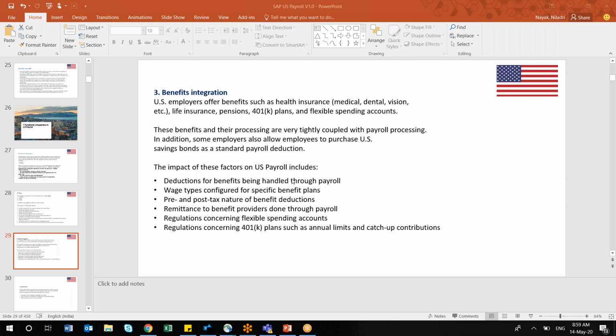And there can be remittance to different benefits providers, like as I was mentioning Aon Hewitt or ADP or any third party like Ceridian. So there are so many things. The benefits is generally a part of third-party integration, so I'll be covering this topic for you as well. This is one of the uniqueness from a US payroll point of view. So that's the third uniqueness.